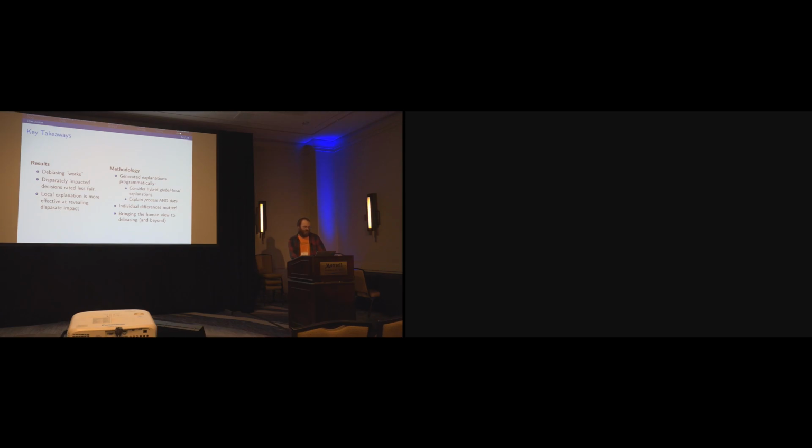First, we generated explanations programmatically, and this insight led us to conclude that combining global explanations with local ones could be important. Further, it might also be important to explain both the process and the data. Next, we found individual differences to be extremely important.